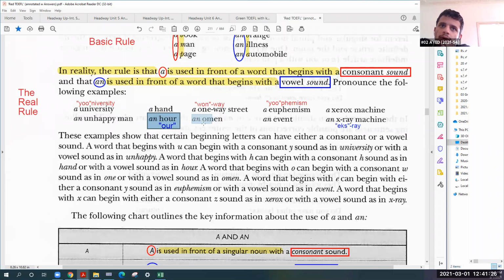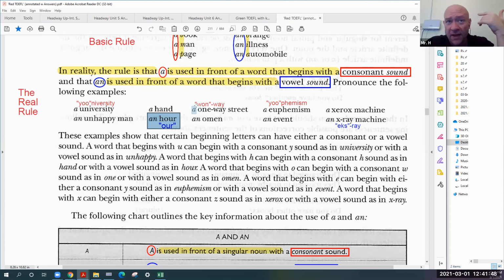The letter O is one of the vowels. But it's the vowel sound that's important, right? It's the vowel sound. But look above. O is a vowel. You see? It's a vowel.